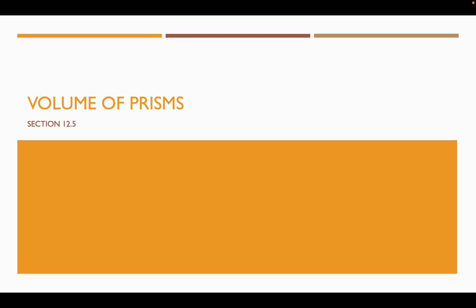This is for lesson 12.5, volume of prisms. What is volume? Volume is the space inside of a three-dimensional object. For example, how much water fits inside of a cup? Or how much can you fit inside of a box? Since we are measuring a three-dimensional measurement, our answer will be in units to the third power, or units cubed.